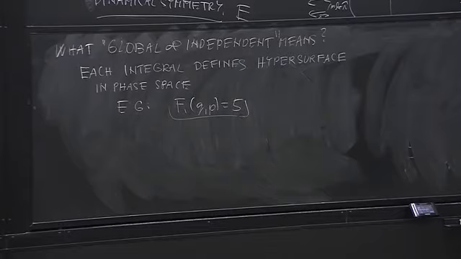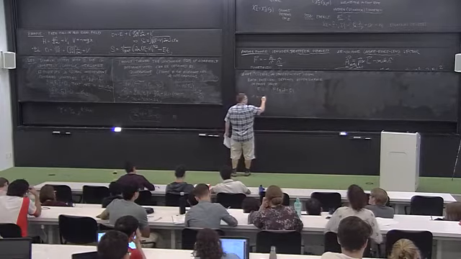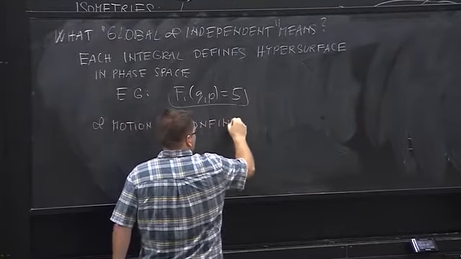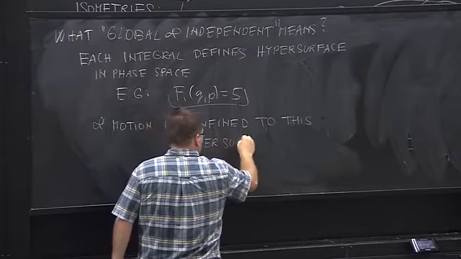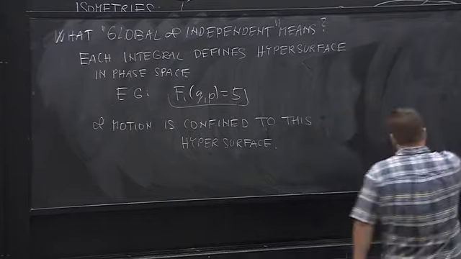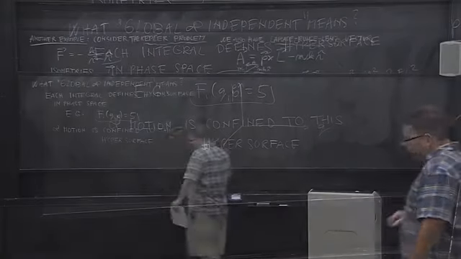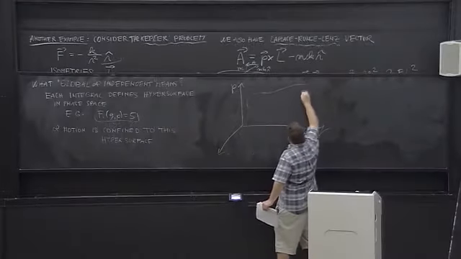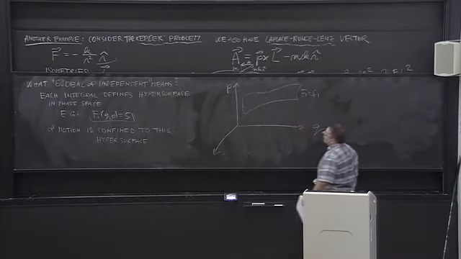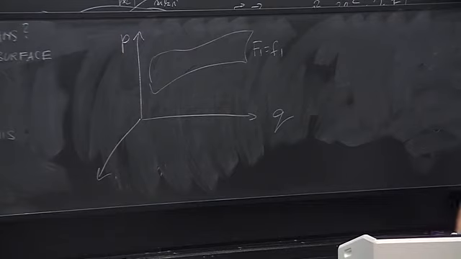That means that the motion is actually confined to the surface, right? I cannot go outside of that surface because I would change the value of this thing. It would not be 5 anymore, but 6. So the motion is confined to this hypersurface. All right, so picture. I have P, I have Q here. Of course, this is a higher dimensional phase space. Then I have my F1 quantity, F1 equals f1, and it defines one surface here. And no matter what the motion does, I have to stay on that surface, right? I cannot leave that surface, or I will change the value of the integral of motion.